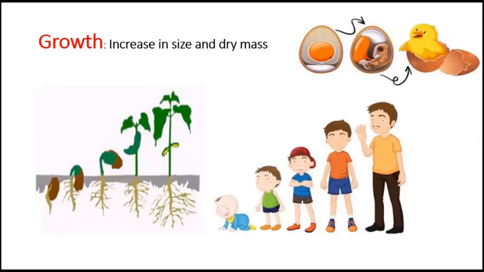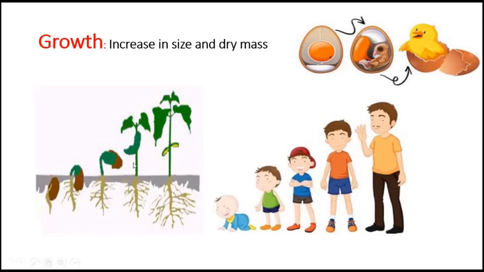Growth is increase in size and dry mass, and a very important thing is that it is a permanent increase in size. It's not reversible. So, how is growth caused? Growth is because of increasing number of cells as well as due to increased size of the cell. Either the number of cells is increasing or the size of the cell is increasing. Both of these cause growth in living organisms.